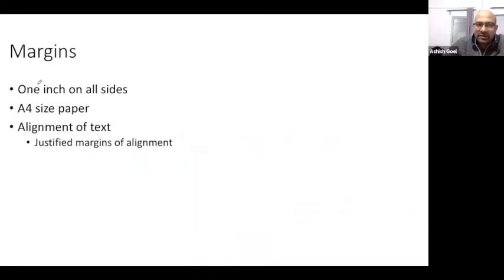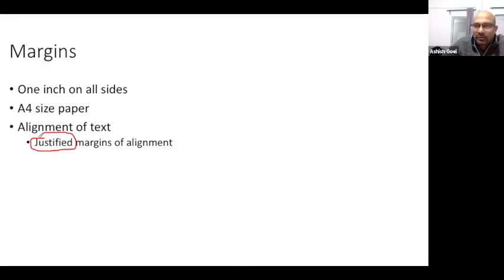Next, we talk about the margins. There should be uniform margins across the document, and 1 inch is a standard default margin unless you have messed it up or changed it. That usually comes as a standard default mode in all documents. We usually take the A4 size paper and not any other size unless you have copied and pasted and it has changed the size, structure, layout of the paper. And the alignment of the text, please remember, use justified margins of alignment.